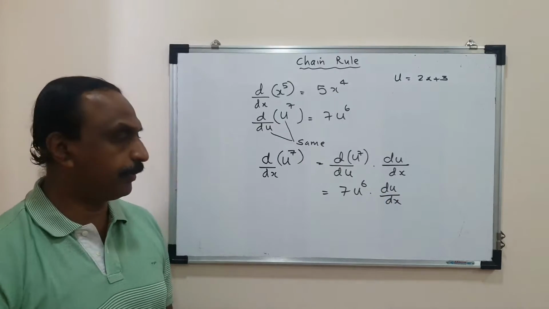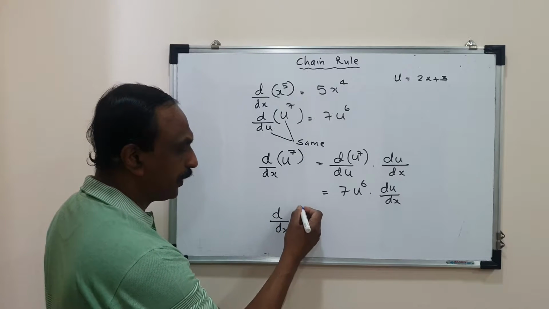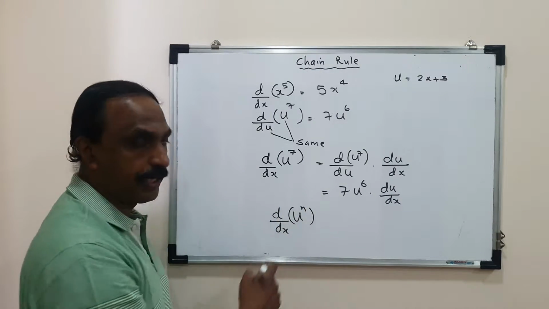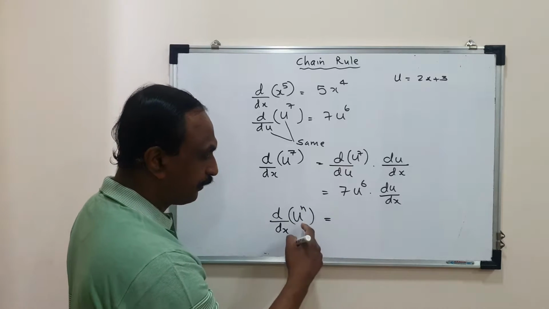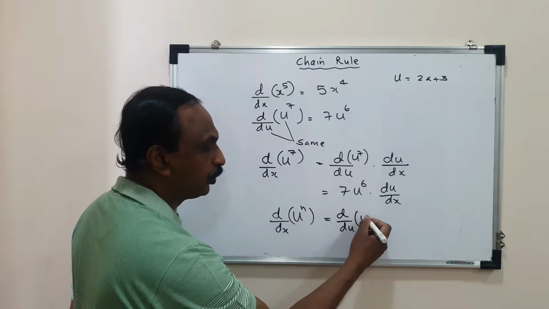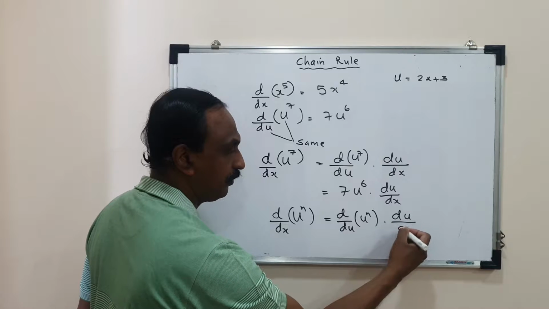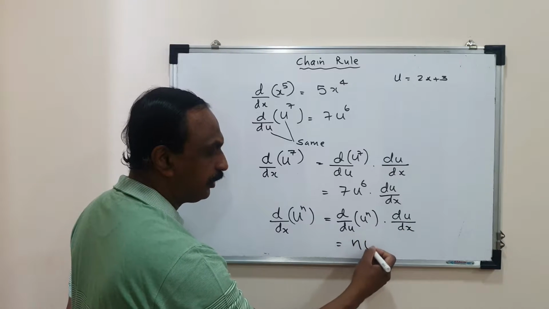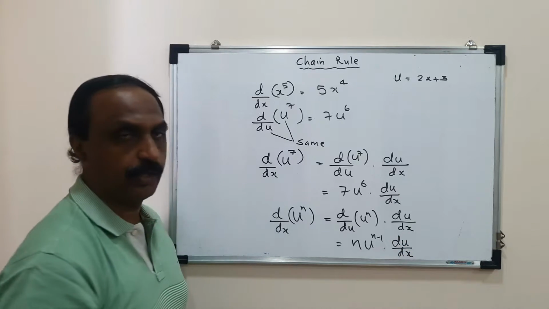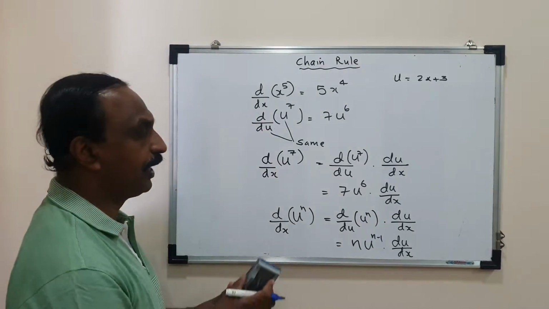We need to learn this as a formula. This is a technique of finding the derivative. d by dx of u to the power n, any function with power n. First, differentiate u raised to n with respect to u. So d by du of u raised to n into du by dx, which means n u raised to n minus 1 into du by dx. This is what we are going to learn here. We are going to learn the application of this formula. Now let's have a look at them one by one.